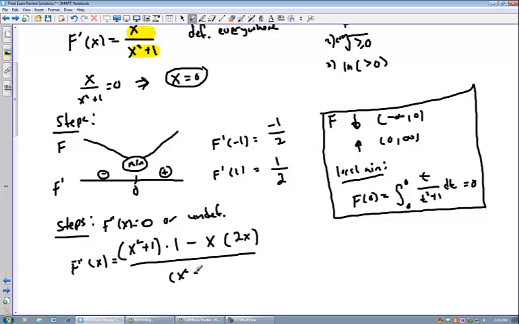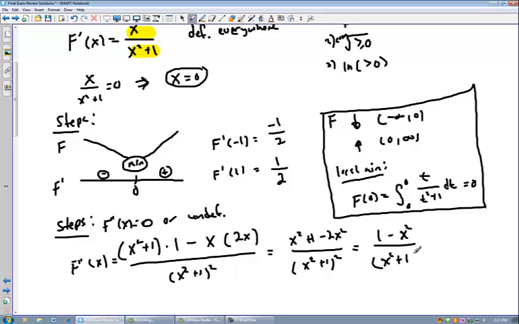So x squared plus 1 quantity squared. And so this is equal to, you're going to have x squared plus 1 minus 2x squared. So let's just write that out. So you have x squared plus 1 minus 2x squared, all divided by x squared plus 1 quantity squared. And that's equal to, then, x squared minus 2x squared is 1 minus x squared, divided by x squared plus 1 quantity squared.